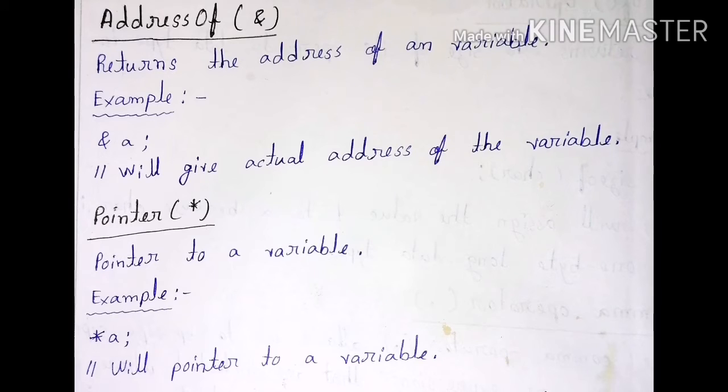Address of operator. It returns the address of a variable. Example, &a; It will give the actual address of the variable a. Now, pointer operator. It will put a pointer to a variable. Example, *a; will be a pointer to variable a.